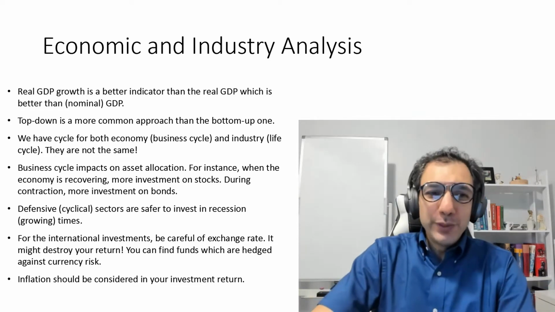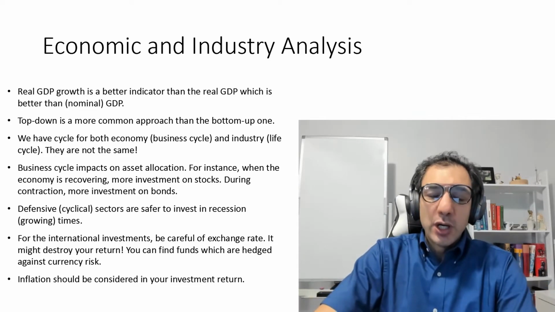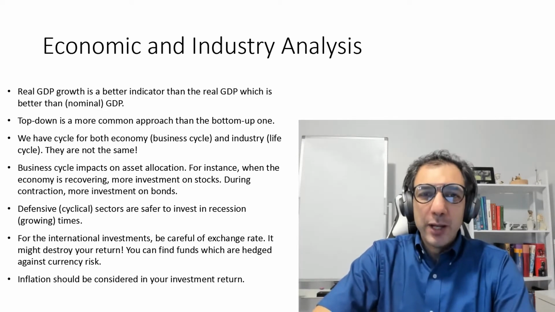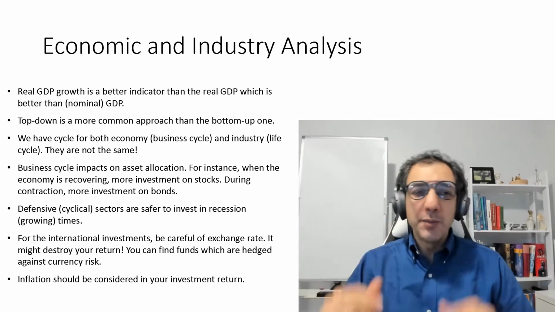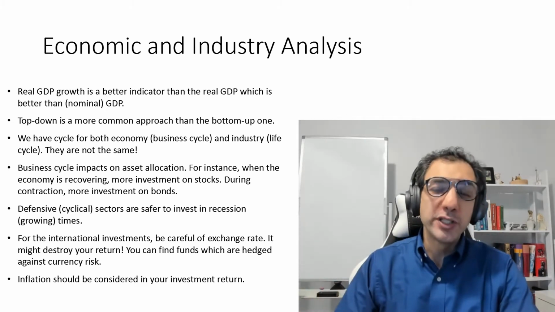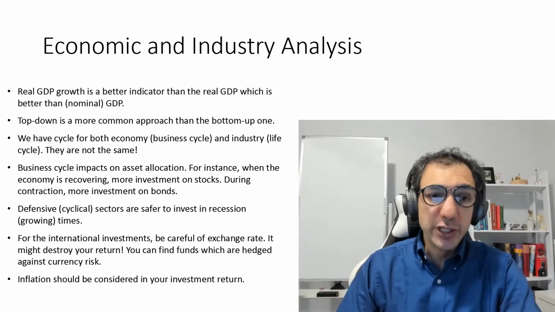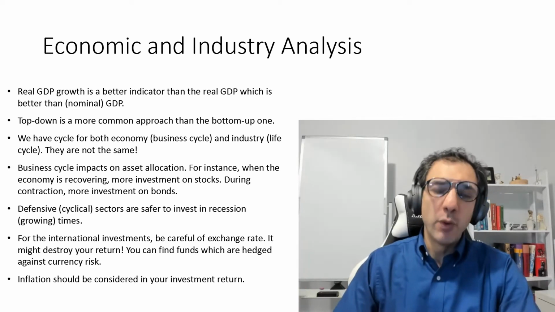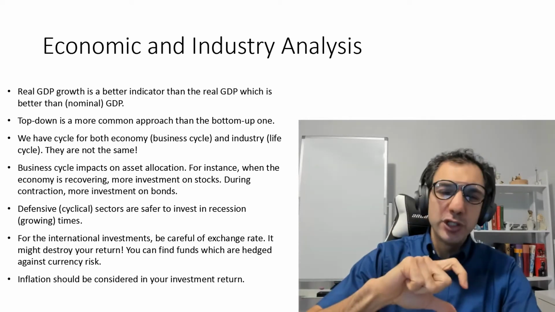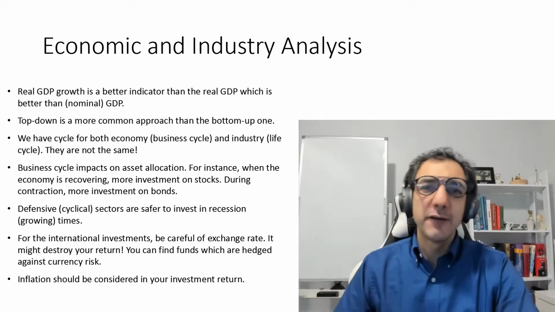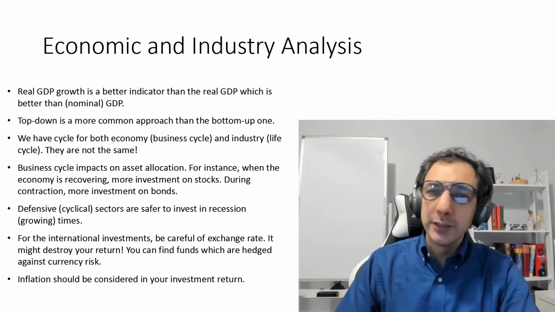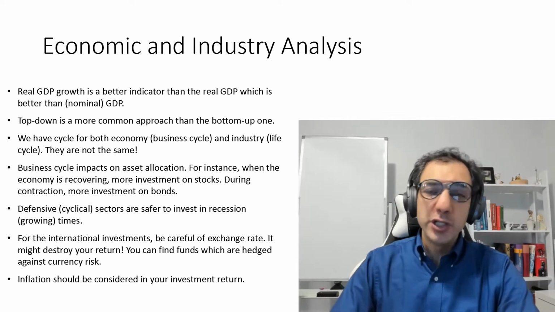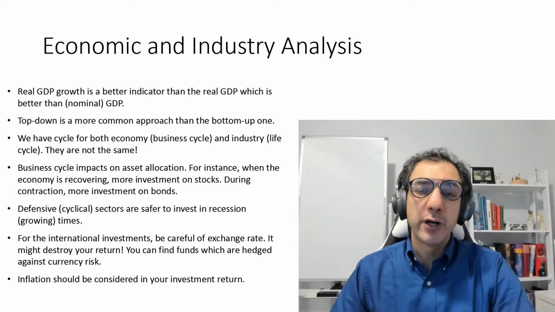So in this module, we talk about economic industry analysis. We talk about the GDP, which is usually used to measure the performance of the overall economy. I mentioned that real GDP growth is a better indicator than the real GDP, and real GDP is better than the nominal GDP. What's the difference between the real GDP and the nominal GDP? You take out the impact of inflation, which is calculated based on CPI, Consumer Price Index. That's why real GDP provides a better indicator of the overall performance.